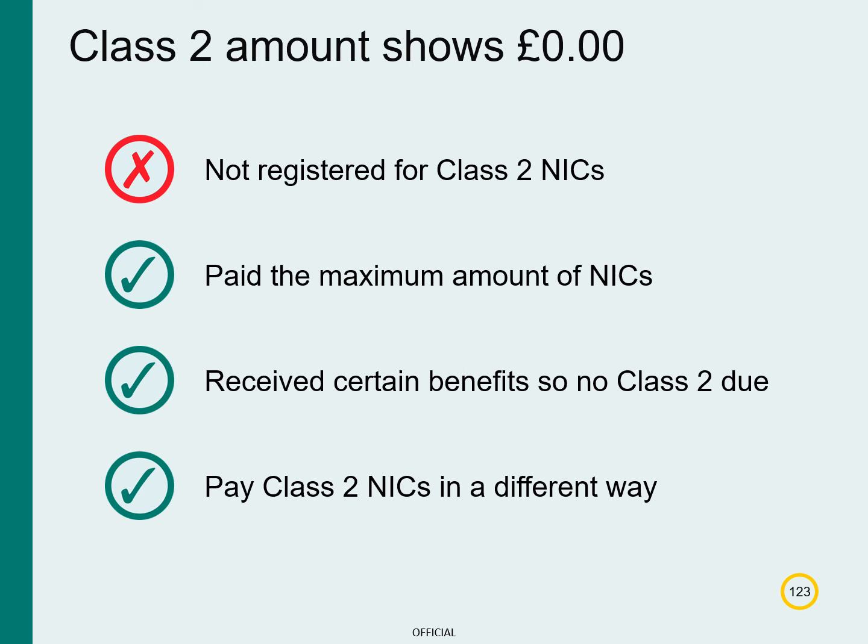If the Class 2 amount shows zero, this may be due to one of these reasons. You're not registered to pay Class 2 NICs, and you'll need to register online using form CWF1. You may have paid the maximum NICs due. You may have received certain benefits, meaning no Class 2 NICs are due, or you may be paying Class 2 in a different way, for example, if you live abroad. If you're not sure any of these apply, you may need to contact the National Insurance Helpline. You can find the details on gov.uk.